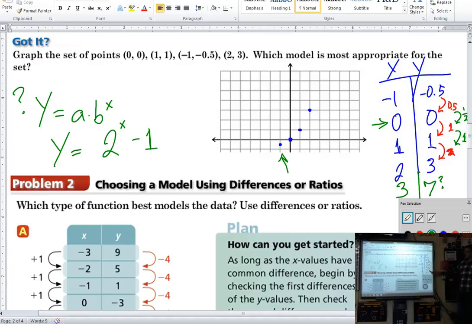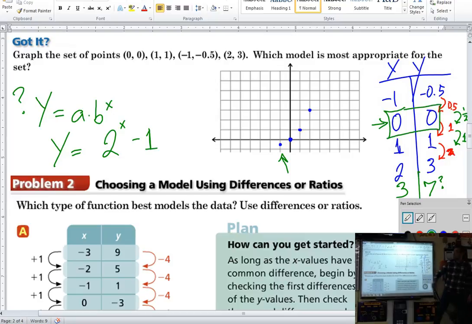Is it linear? No. Is it quadratic? No. So if it fits into one of our standard function models, it's got to be exponential. So the question from there is, how do I fit it into my y equals a times b to the x? The first thing you want to look at is when my x is 0, how do I make this happen?